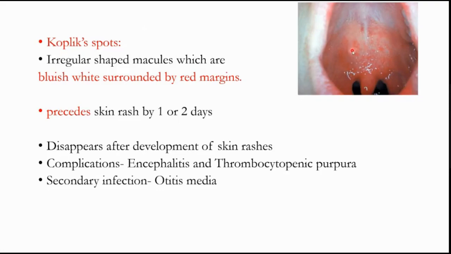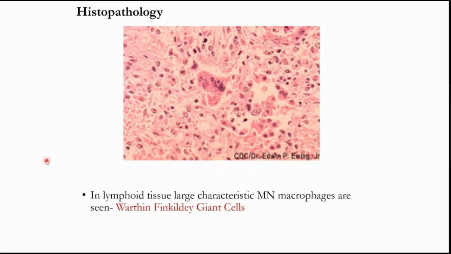So it is irregular shaped macules, as you can see here, and there is a red margin surrounding these macules, which could be bluish white in color in the center. This usually disappears once the skin rashes develop. That is another feature which you can correlate and decide about your diagnosis. The complications are encephalitis and thrombocytopenic purpura. I hope you know the meaning of thrombocytopenic purpura, related to your platelet aggregation. And secondary infection, which can result in otitis media, which could be a severe symptom for the patient.